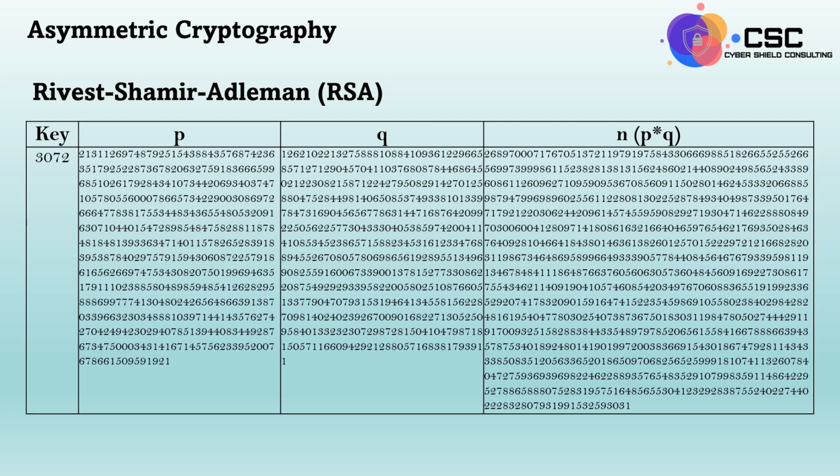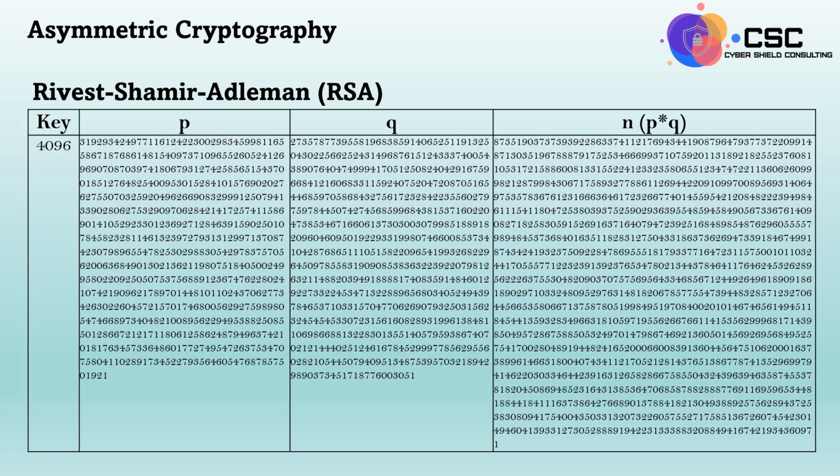3072-bit RSA, this is recommended for higher security requirements. This key size ensures protection even against future advances in hardware and cryptanalysis. 4096-bit RSA provides the highest level of security. However, it requires significantly more processing power, making it impractical for some applications.